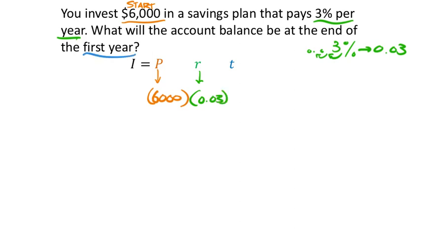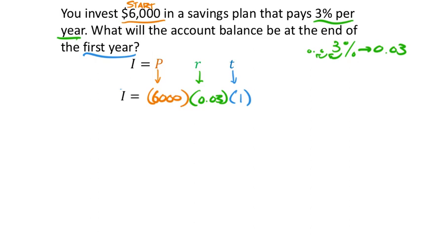The time on this one is just asking for 1 year, and that may not have been so obvious at first, but it's just a 1 right there. When we get this all multiplied together, it is going to be the amount of the interest. Now, is this question asking for the amount of interest? It's not. It's asking for the actual account balance at the end of that first year. So whatever we get in the interest, we will have to add to that 6,000.